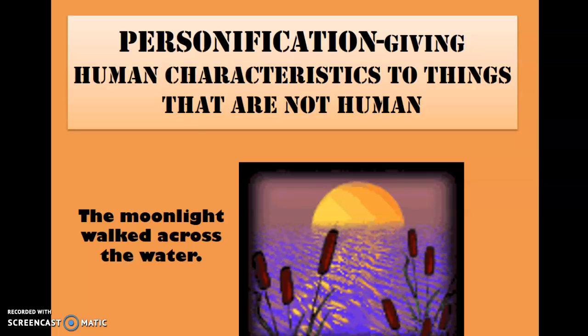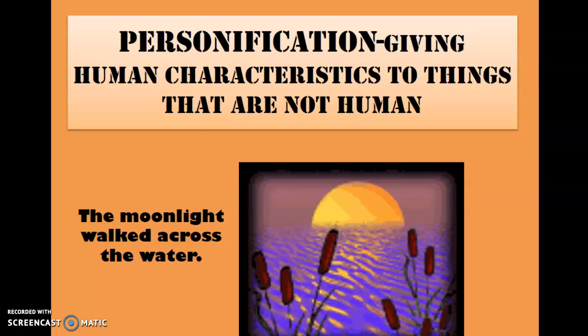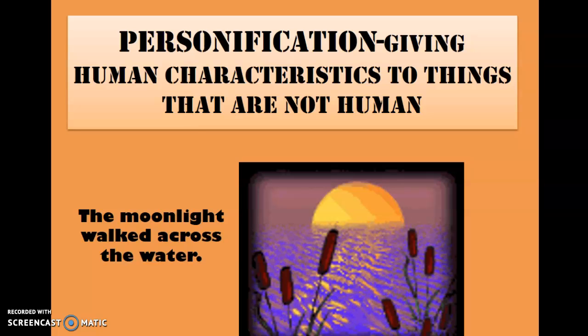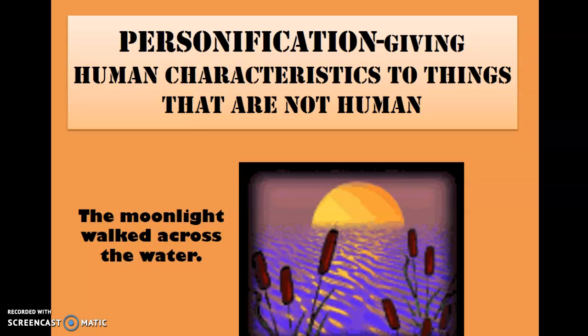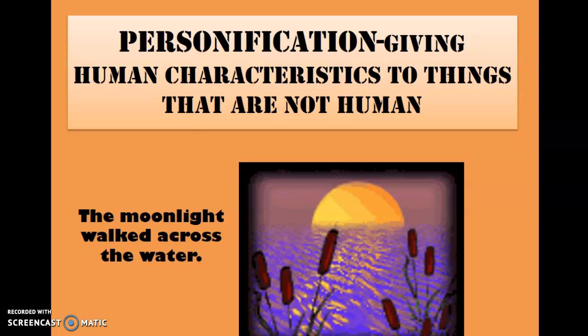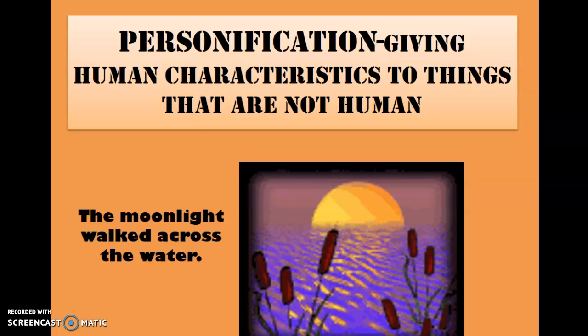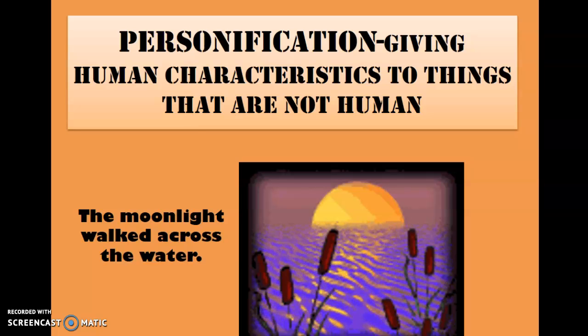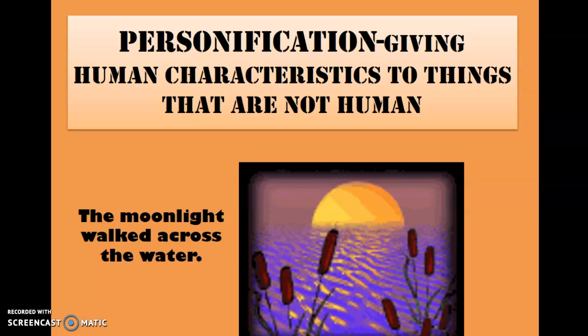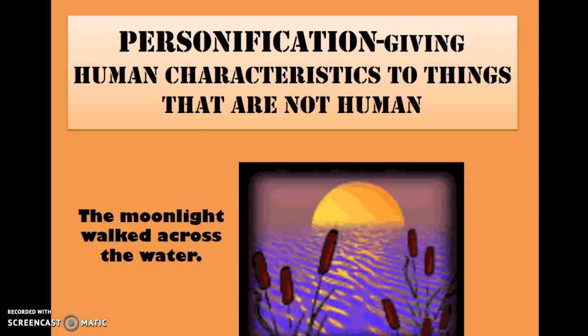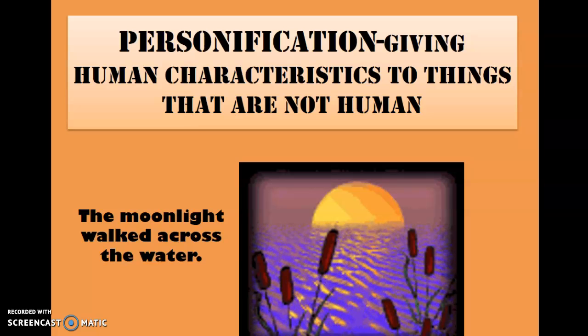Personification. This is where you're giving human-like qualities or human-like characteristics to something that is not alive. For example, the moonlight walked across the water. The light of the moon can't literally walk. Another example would be the sun danced in the sky. We know the sun can't actually dance.